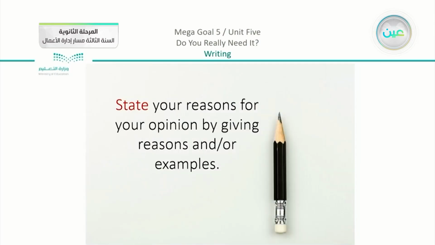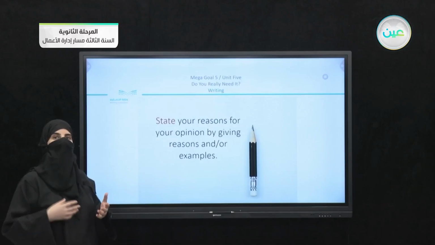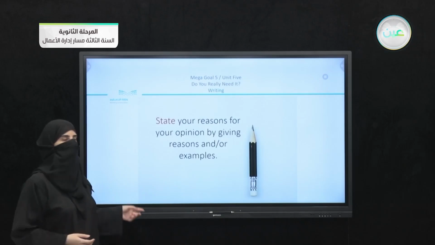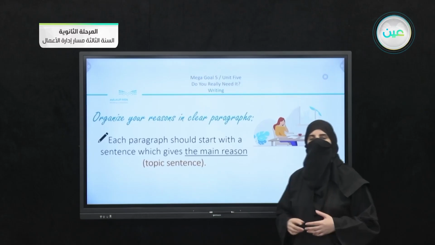State your reasons for your opinion by giving reasons and examples. You do have to try to combine and give something personal, but at the same time, you are relating and giving examples. Organize your reasons in clear paragraphs. So you see that I have already divided my paragraphs. Now in these paragraphs, each paragraph should start with a sentence that gives the main reason, which is the topic sentence.